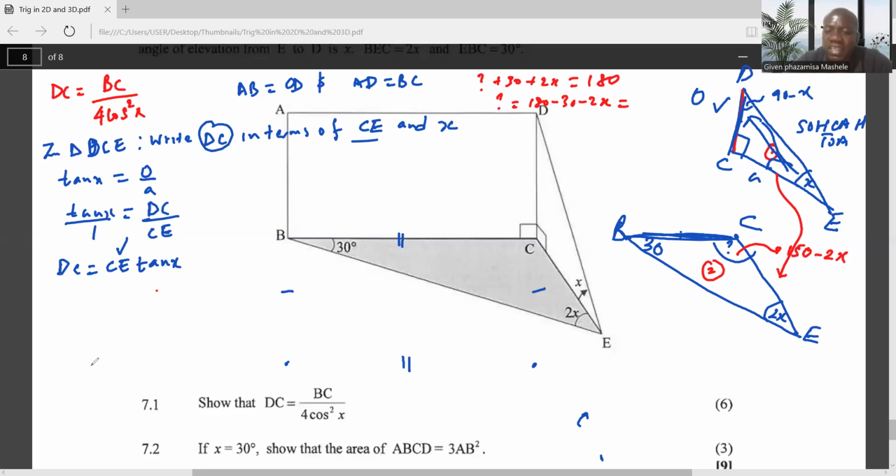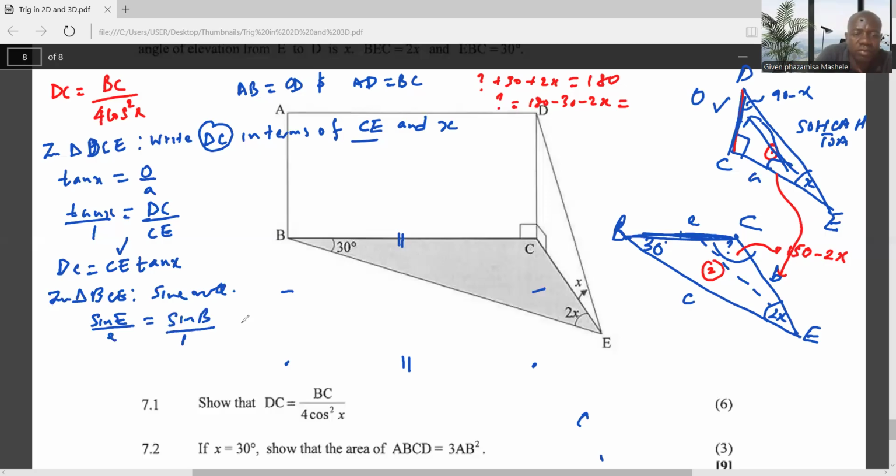And guys, where is this CE? CE is in the second triangle. Let's go to the second triangle, and we want BC to be part of it. So in this triangle, with small letter e, small letter b, small letter c, I want us to use the sine rule. So in triangle BCE, what is the sine rule? Sine angle E divided by small letter e, equals sine angle B divided by small letter b, equals sine angle C over small letter c.